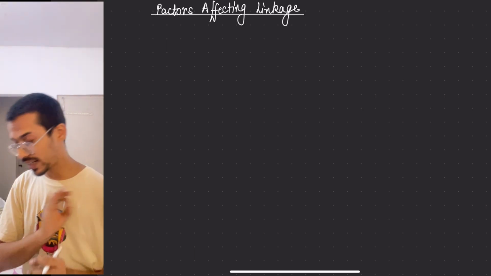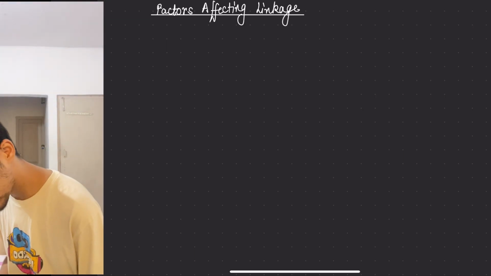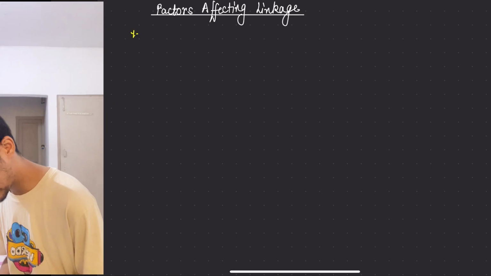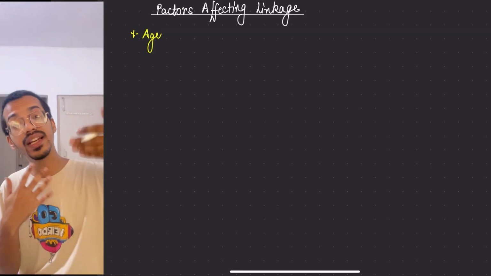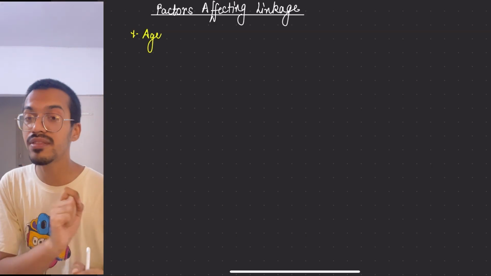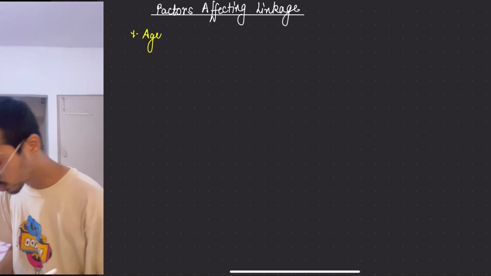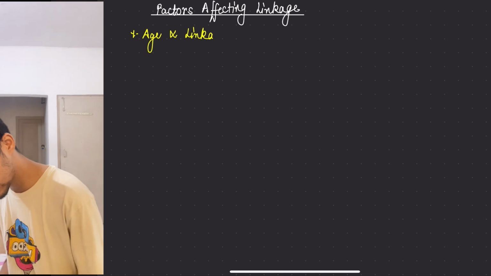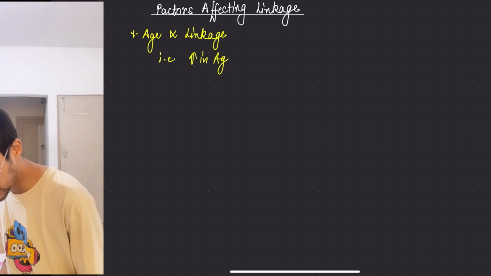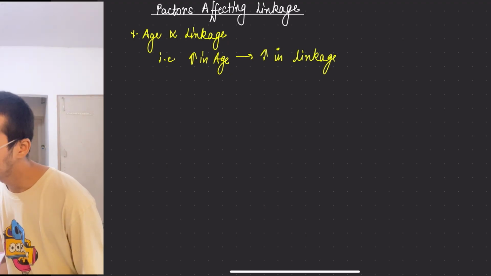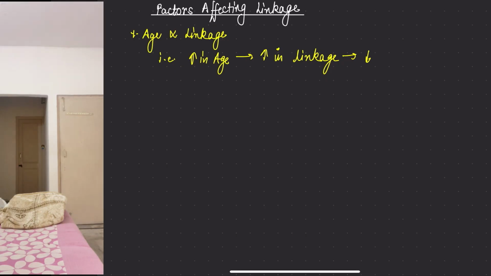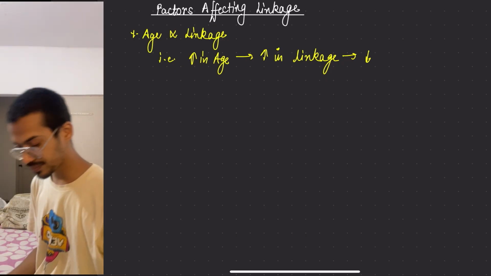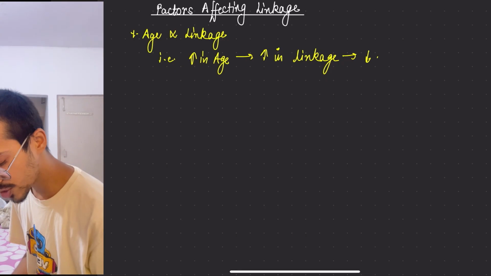Now, factors affecting linkage, we have to remember what? First of all, age. As age increases, linkage also increases. And because of that reason, lots of disease also coming up. So, age is directly proportional to linkage. That is, increase in age means increase in linkage, and less recombination.